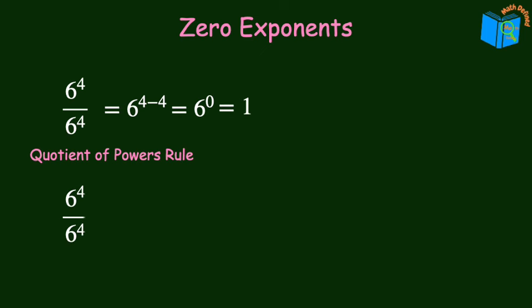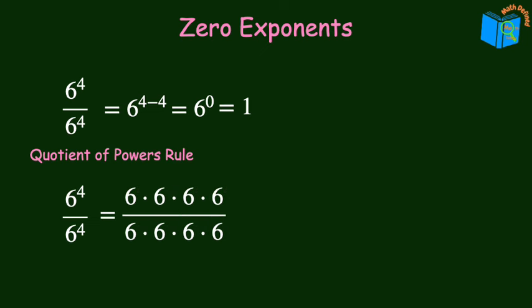Let's look at this fraction one more time to show you why this is true. Writing numbers out in expanded form is really helpful in understanding mathematical rules. So let's start by writing the numerator and the denominator in expanded form. Next, we can cancel out all these 6's, resulting in 1 over 1, which simplifies to just 1.